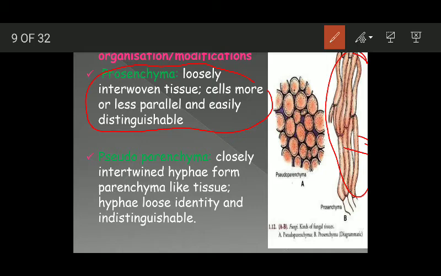The next one is pseudoparenchyma. It consists of closely intertwined hyphae, and these hyphae form a parenchyma-like tissue. The individual hyphae in this case lose their identity and are indistinguishable. Okay, so pseudoparenchyma में क्या होता है? The hyphae are rather closely intertwined. एक दूसरे के साथ बहुत associated होते हैं वो, and because of this fact they lose their identity.